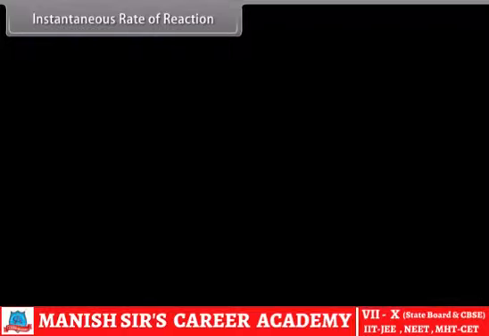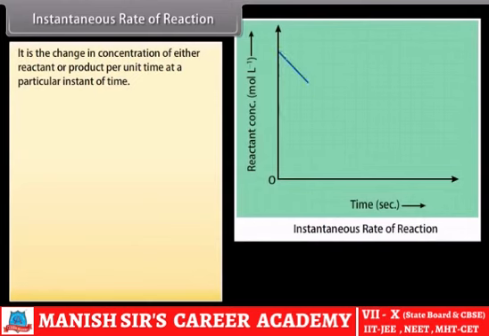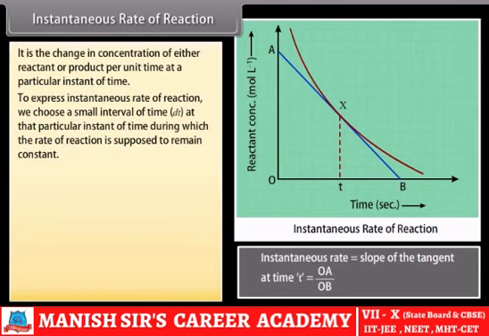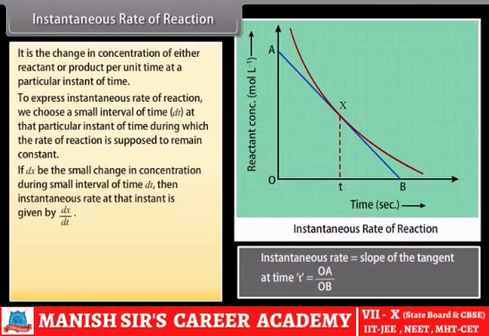Instantaneous rate of reaction. It is the change in concentration of either reactant or product per unit time at a particular instant of time. To express instantaneous rate of reaction, we choose a small interval of time at that particular instant during which the rate of reaction is supposed to remain constant. If dx be the small change in concentration during small interval of time dt, then instantaneous rate at that instant is given by dx by dt.